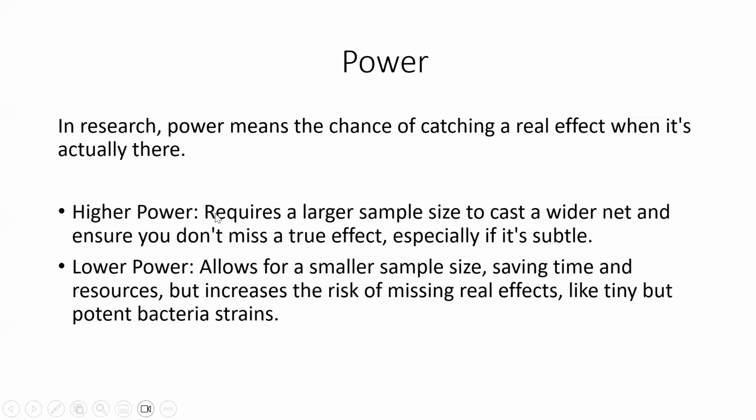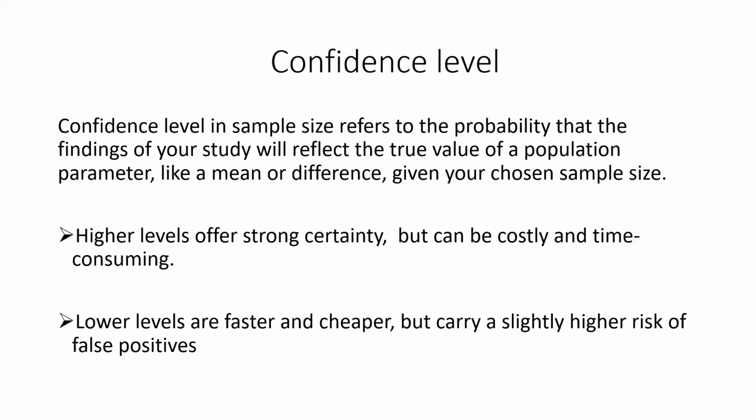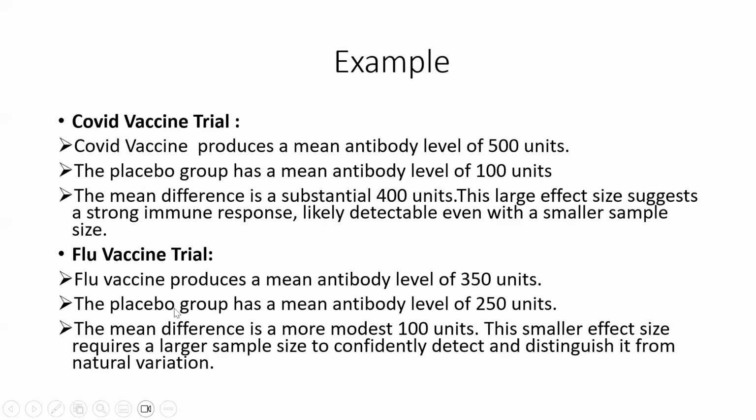If you have high power, then it will increase the sample size. But if you have a lower power, it will go for a small sample size. It will save time, but there is an increased risk of missing the real effect. There is the risk of missing the minute difference in the effect size. So especially when a pharma company wants to find the minute difference between the two groups, they will increase the power and then calculate the sample size.